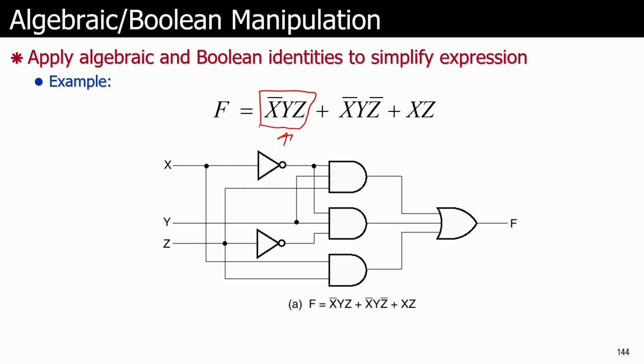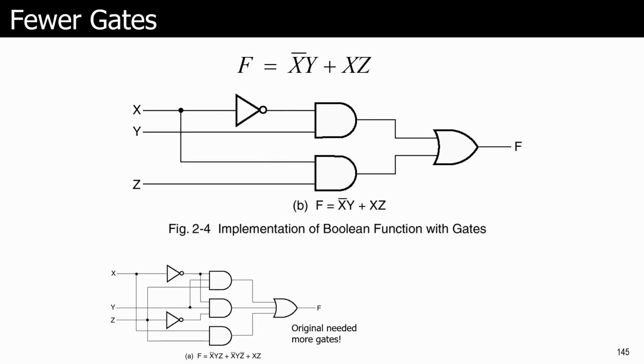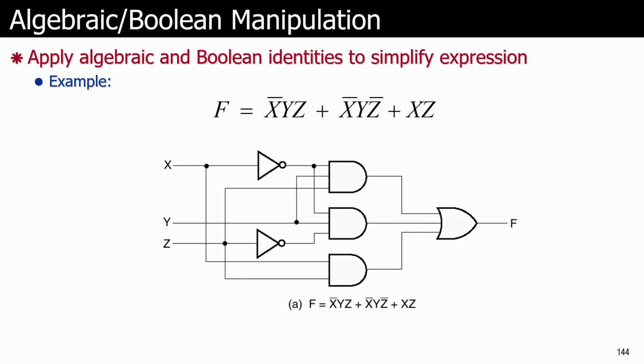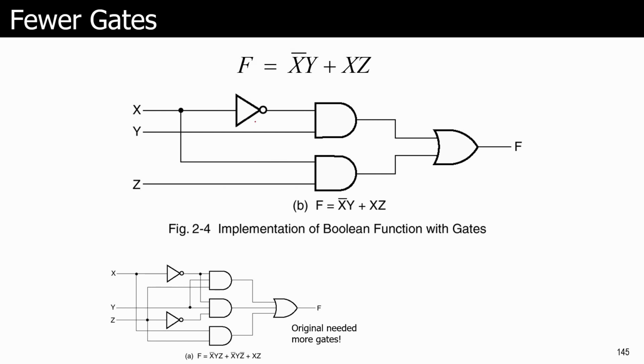But there's actually a simpler way to express this and also draw the gate than the way it is here. You could simply do it as f equals not x, y or xz, and you can see that this represents the same truth table as we had before, but it makes use of way fewer gates. This one had 2 inverters, 3 AND gates, and an OR gate. This one has 1 inverter, 2 AND gates, and an OR gate, so it looks like we saved 2 gates here.